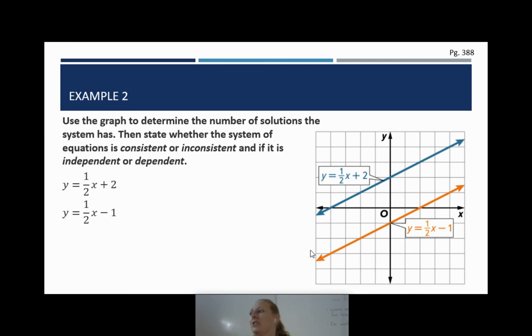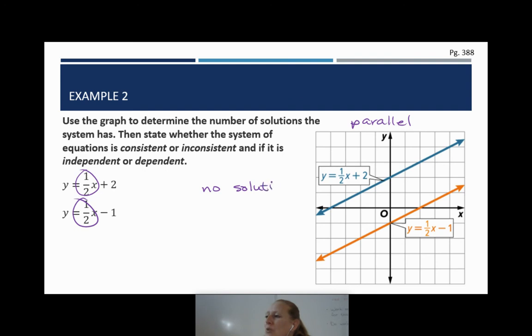All right, first of all, I'm looking at these lines and they don't intersect. And in fact, there's a reason they don't intersect. Check out the slopes. Oh my gosh, they have the same slope. Guys, these lines are parallel. Oh my goodness. Because these lines are parallel, there is no solution.